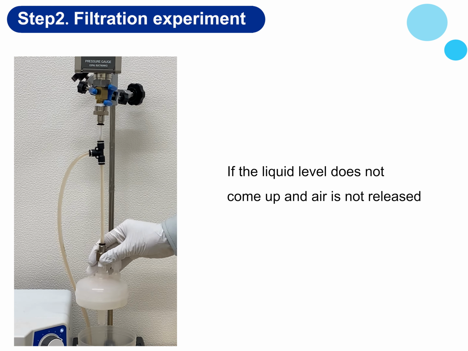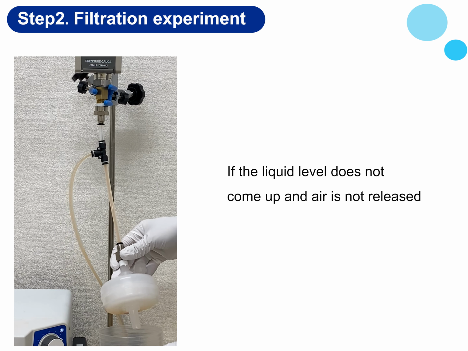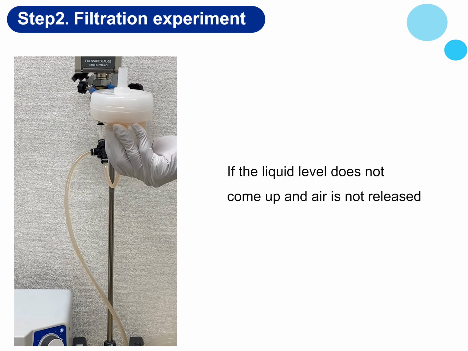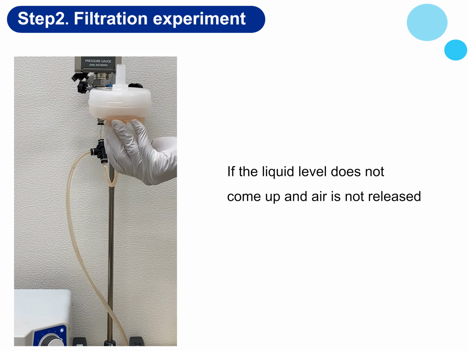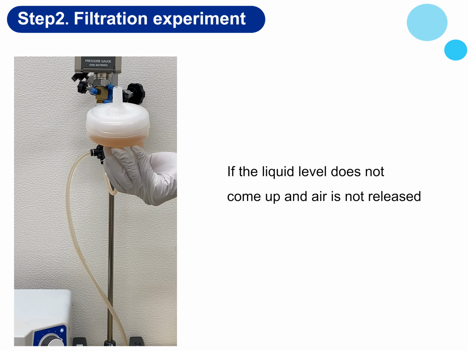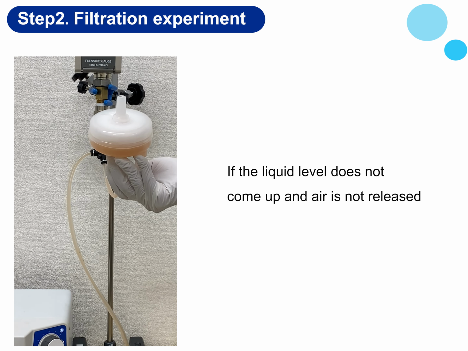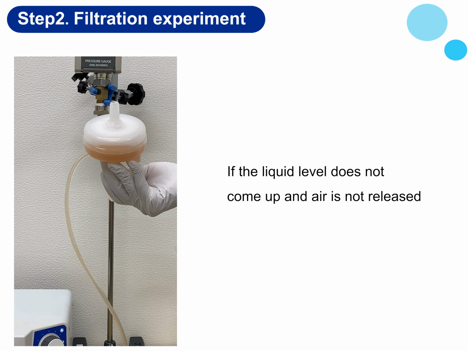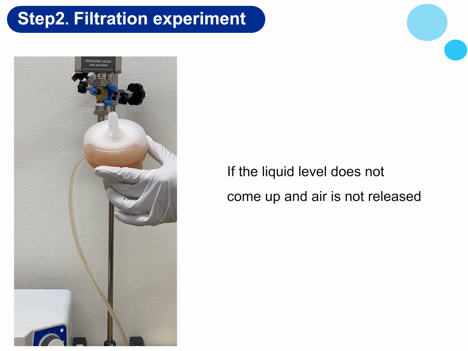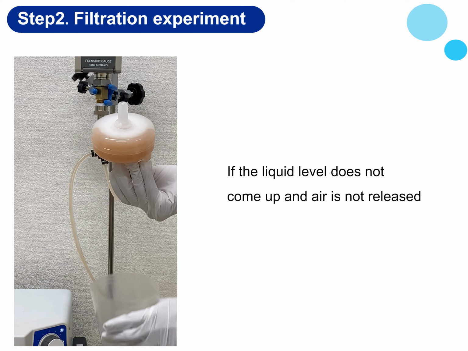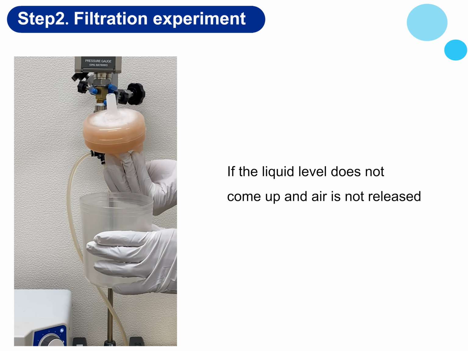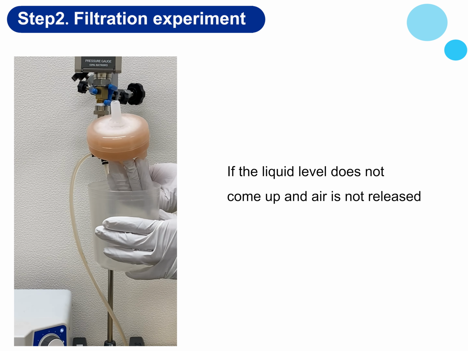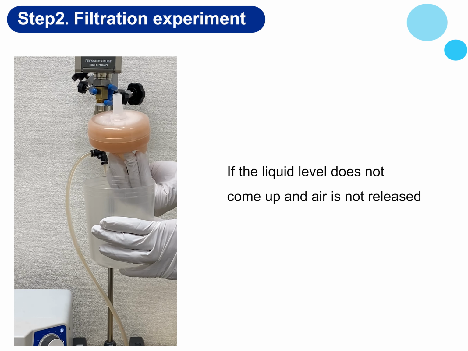Depending on the liquid properties and experimental conditions, the liquid level may not come up to the air vent area and air may not be released from the air vent. In this case, close the air vent and turn the outlet side of the filter upward to release the internal air from the filtrate side. Similarly, when using a filter without an air vent, it is effective to turn the outlet side of the filter upward once.